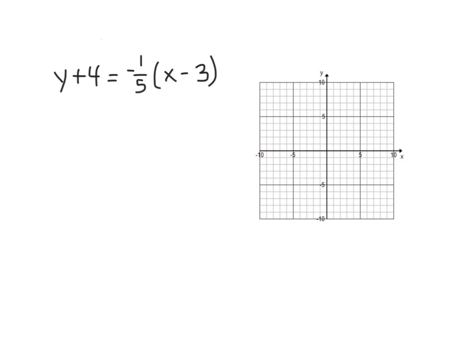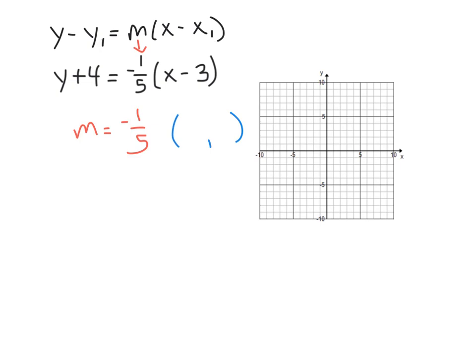All right, so knowing that y minus y1 equals m times x minus x1 is the format we have for this equation, we know that m, our slope, is negative 1/5. We're going to go down 1 and then right 5. And then we know a point on the line is our x1 and y1 values. So x1 is going to be 3. Again, because it looks like negative 3, but the negative is supposed to be there. So we're going to have a positive 3 value for our x1.